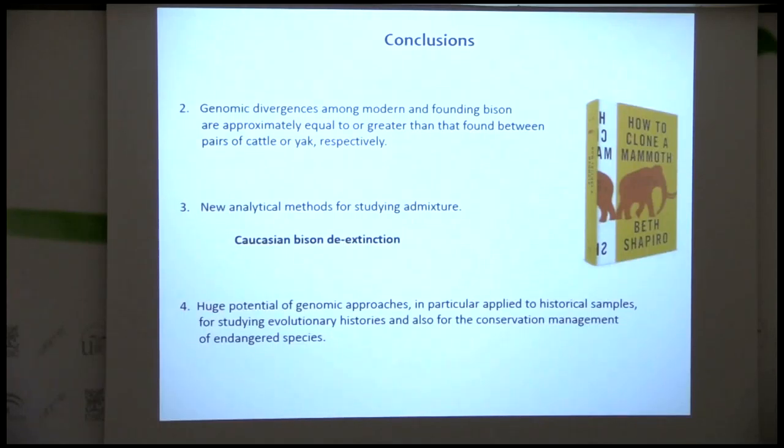In our studies, we have also developed new analytical methods for studying admixture, and by generating chromosomal admixture maps for multiple individuals from the lowland Caucasian line, at least in theory, it would be possible to selectively breed an animal that at the genomic level would be highly similar to a Caucasian bison. And this concept of species de-extinction may seem controversial, but it's also very popular now. And finally, our studies demonstrate the huge potential of genomic approaches, in particular applied to historical samples, for studying evolutionary histories, but also for the conservation management of endangered species.